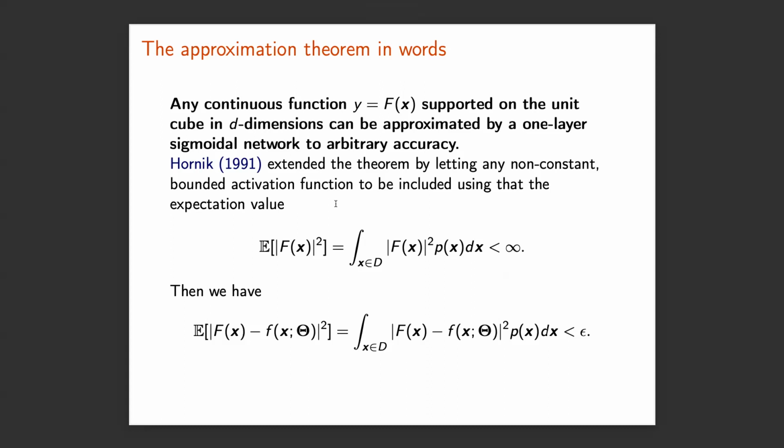Hornik actually extended this theorem by letting any non-constant bounded activation function be included. What he used is the assumption that this function is bounded. So this is a probability which we haven't defined. This is a definition of an expectation value, and X is an element of this d-dimensional space. Then you can show that the difference between these two squared is smaller than a number epsilon. So this is what Hornik did back in '91, and this really laid the foundation for a surge in interest in deep learning methods.